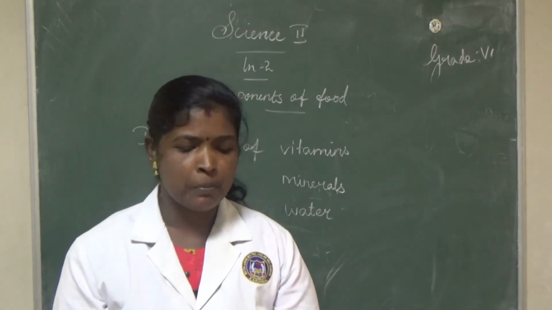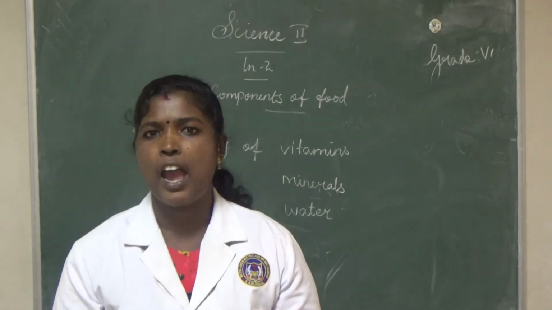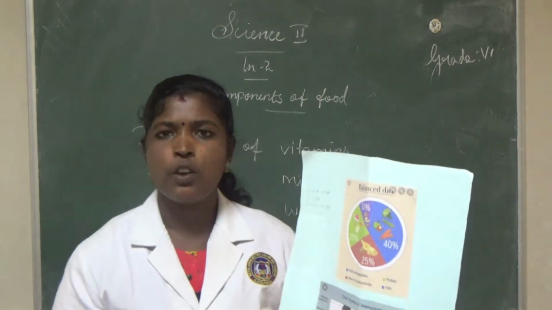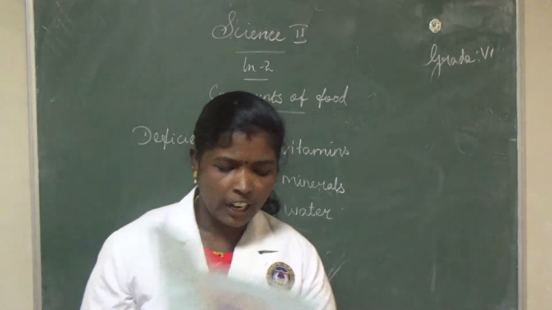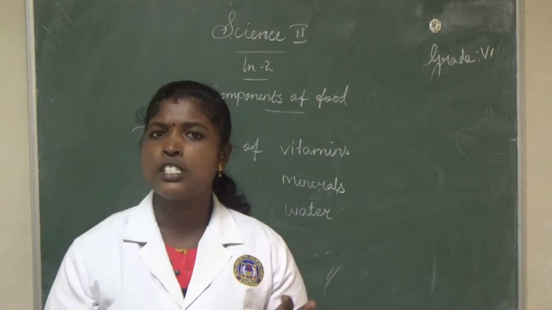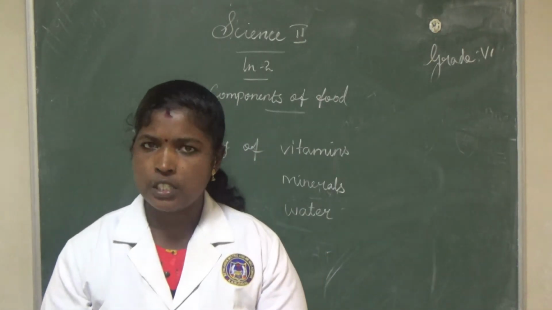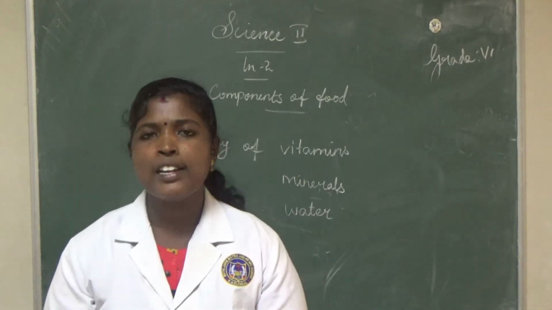Last class I completed balanced diet and deficiency of carbohydrates and proteins. Ready to read the columns? First, what is a balanced diet? A diet that contains adequate amounts of all the nutrients in the right quantities, along with enough roughage and water, helpful for the healthy functioning of our body, is known as a balanced diet.